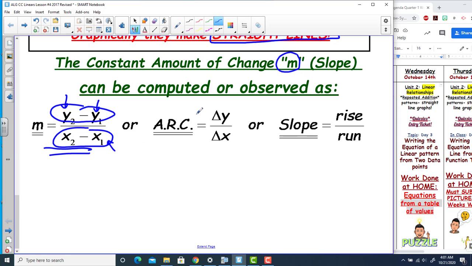When you determine the change in y over change in x, you can simplify it. Some people call it the average rate of change, because triangle in the Greek symbolic system means change. And it's just a lot easier to write triangle y over triangle x rather than change in y over change in x. And graphically, we know this as rise over run.